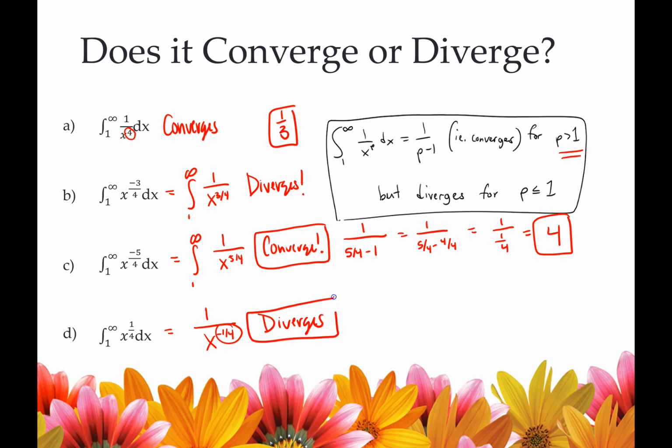And so, like I said, this is one way to do this problem where you rewrite it as 1 over x to the something. You look at what that p-value is, and if it's greater than 1, you can find what it converges to by using that formula. If p is not greater than 1, like in this case and in this case, we say it diverges.